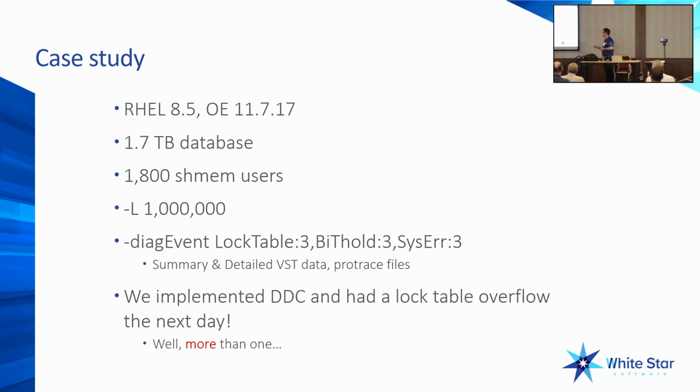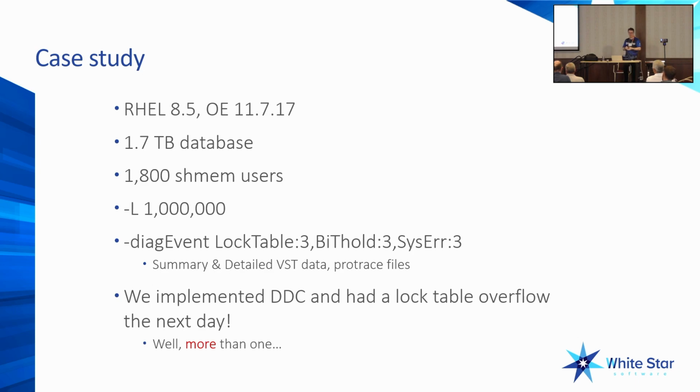And this was the event level configuration that we chose. So we said -diag event, and then this is the syntax. So you say event type :level, event type :level, event type :level. If you leave out one of these 3 event types, it just won't collect for that event. So in this case, 3 means summary VST data, detailed VST data, and generate protrace files for shared memory clients. So we put this in and waited to see what will happen.